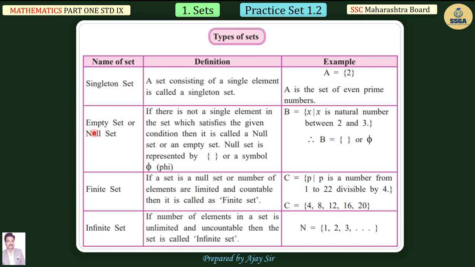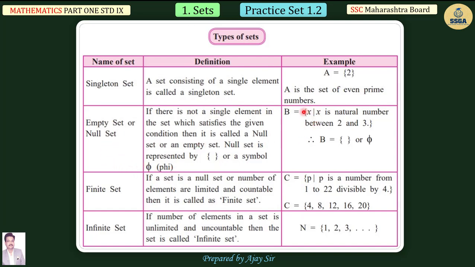Now similarly, next, empty set or null set. The set which contains no element is called an empty set, student. If there is not a single element in a set that satisfies the given condition, then it is called a null set or empty set. The null set is represented by a blank space, only curly brackets, and the symbol phi. The letter phi is used to denote the null set.